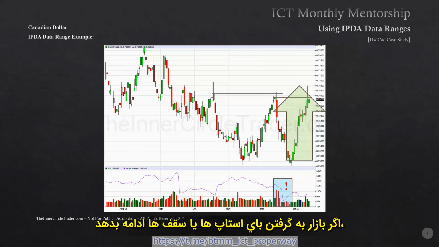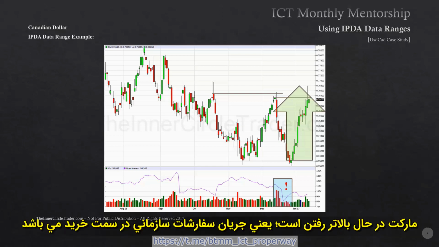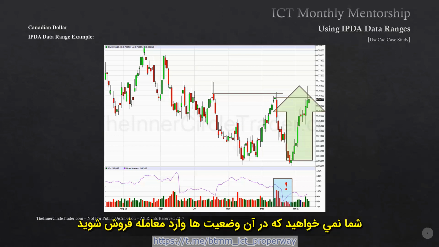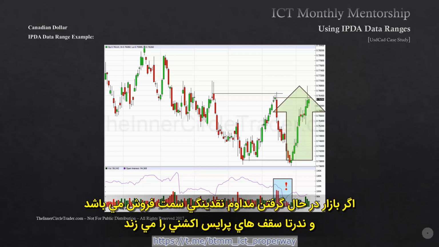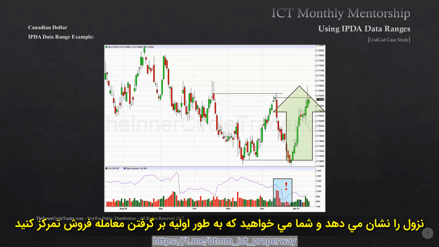If it keeps taking out the buy stops or the highs, the market is doing what? It's moving higher. That means institutional order flow is on the buy side. You don't want to be selling short in those conditions. If the market is taking out the sell side liquidity continuously and rarely ever taking out the highs of the price action, that means institutional order flow is indicated lower, and you want to focus primarily on being short.